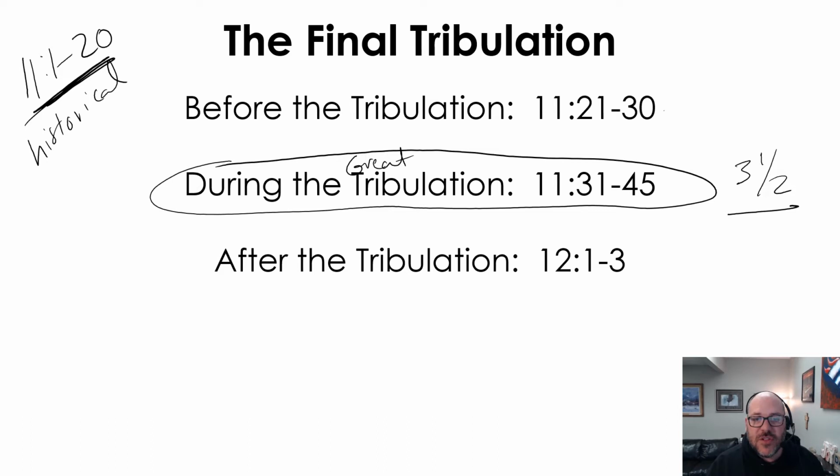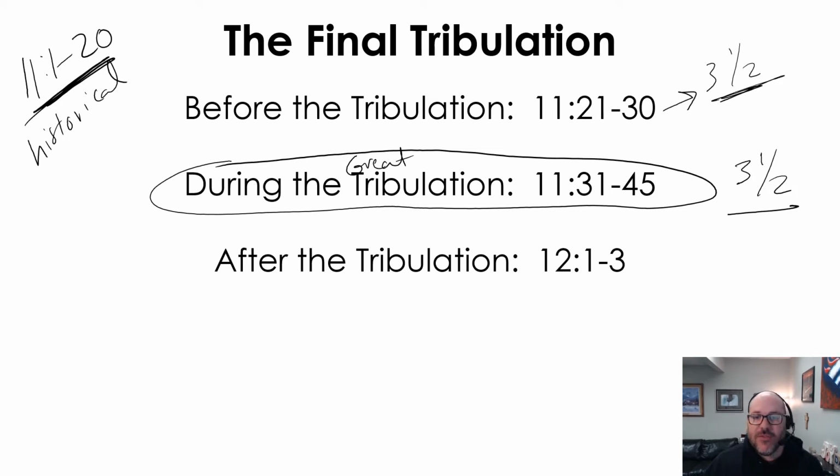This is the events that are happening in the prior 3.5 years, or even before that. I mean, these things are taking place in the years leading up to that final 7-year period, but they potentially are in that final 3.5 years before the Great Tribulation, which is the final 3.5 years. And then we have some after tribulation events in chapter 12, 1 through 3.